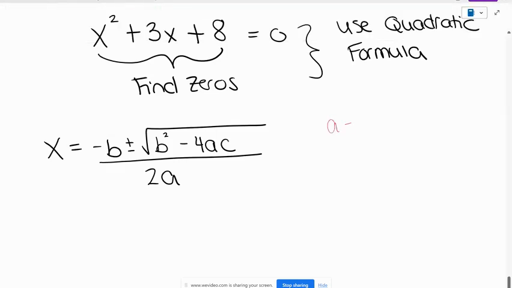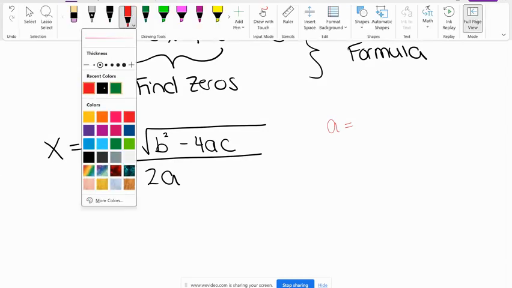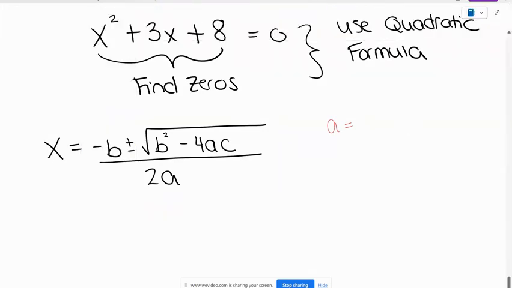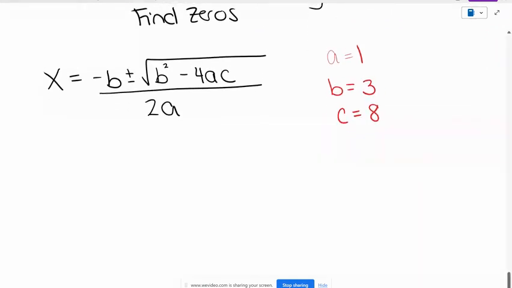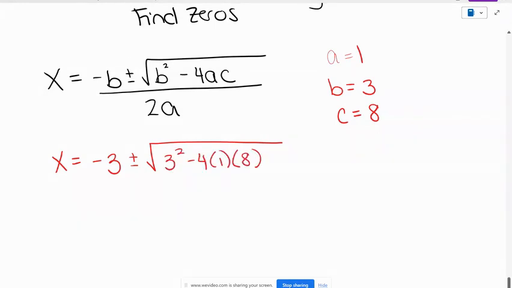All right, you all tell me, based on my quadratic, x squared plus 3x plus 8, what's my a? 1. You got it, right? There's an invisible 1 here. What's my b? 3. What's my c? 8. So now we're going to plug into our formula. X is equal to negative b, so that's a negative 3 plus or minus the root of 3 squared minus 4 times 1 times 8 all over 2 times 1.